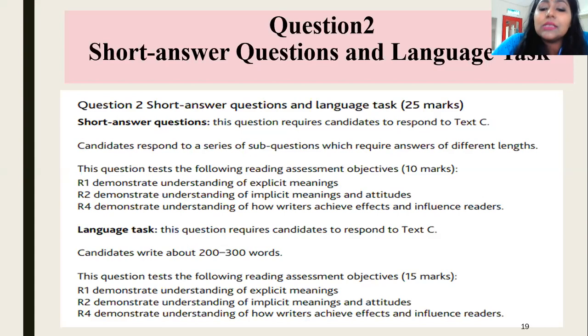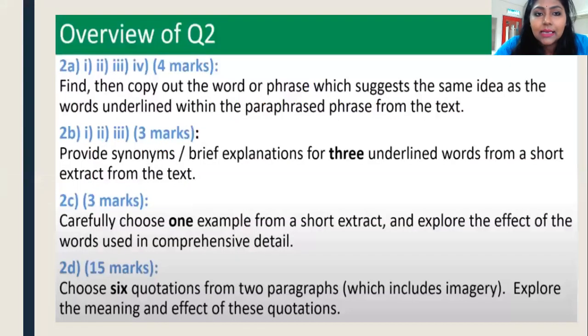Okay, and this is obviously focusing on reading assessment objectives, like the ability for you to identify correct words or phrases which contain strong imagery, so that you could write a better analysis of the language used by the writer in the text. Okay, now this is definitely an overview of question 2.